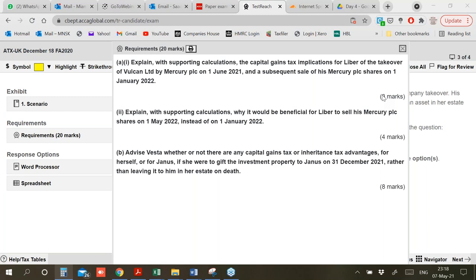So the thing is that there is no difference whether she gifts the property to him now or she leaves it in her death estate. However, from the CGT's point of view, there is one advantage. If she gifts him the property today, the value of the gift will become the base cost for Janus. And if the asset falls in value further, whenever Janus sells it, he will be able to claim a loss at a higher rate, because his cost will be higher and his proceeds will be lower, so he will have a higher loss.